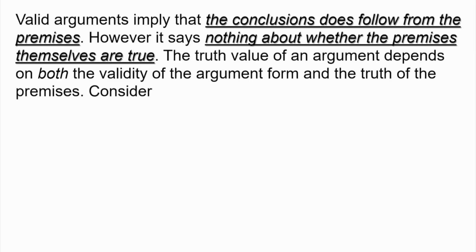So, a valid argument implies that the conclusion follows from the premises, and any valid conclusion basically says that the conclusion follows from the premises. However, it says nothing about whether the premises are true or not, and that is what we have been discussing before, that truth may not be a part of it. The truth value of an argument depends on both the validity of the argument form and the truth of the premises, right. So, a particular syllogistic reasoning may be valid, but may not be true.